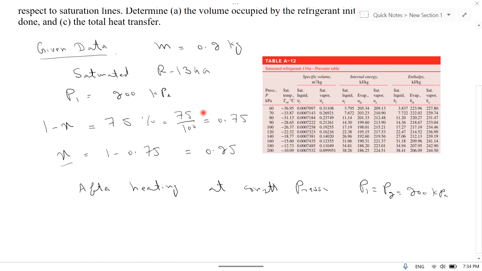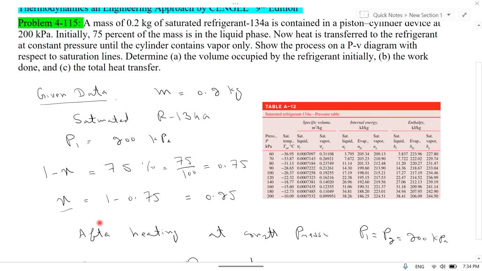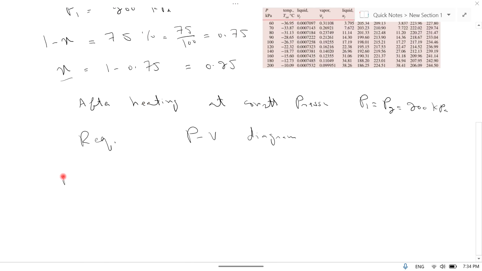Show the process on a PV diagram with respect to the saturation line. Required is to draw the pressure-volume diagram. Determine the volume occupied by the refrigerant initially, the work done, and the total heat transfer. Required is to first find the initial volume V1, the work done, and the total heat transfer during the process.